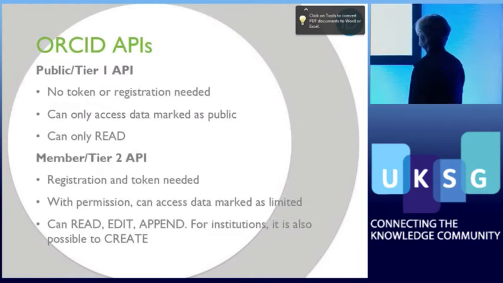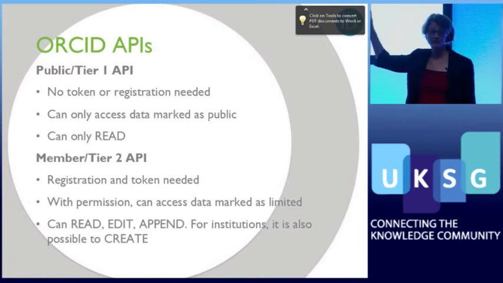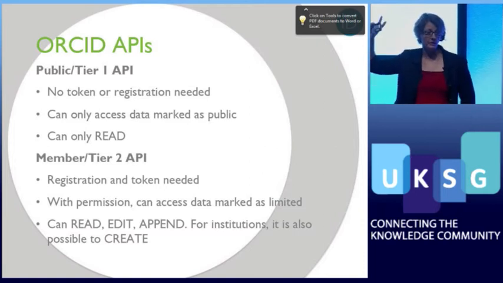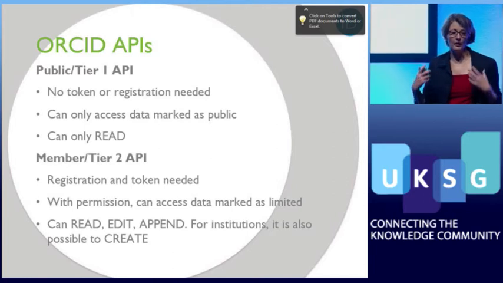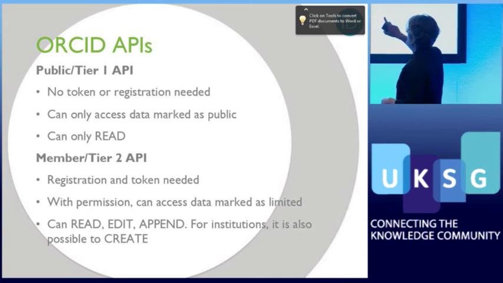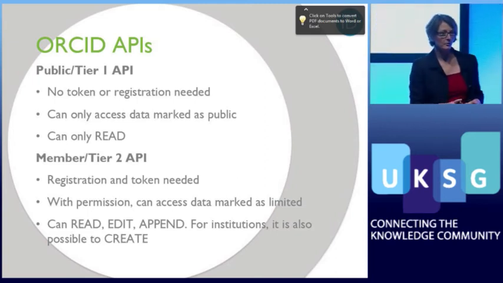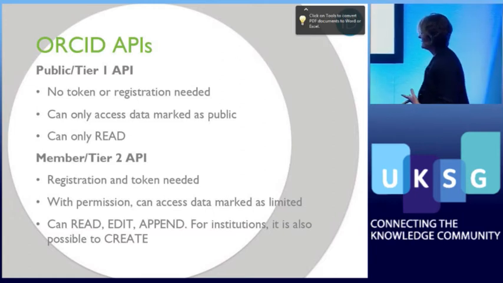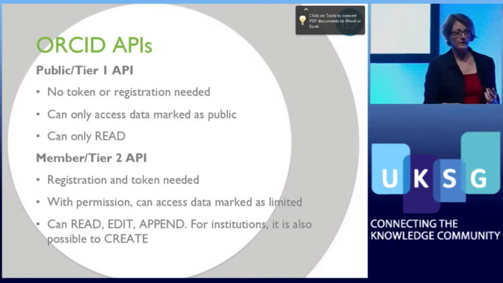We have 2 APIs, and I'll talk a little bit more about these APIs, but we have a public API that can be used for searching. There are a number of organizations already using the public API, completely free to use. It allows you to see and search the public data in the ORCID registry. There's also a member API, which allows you, depending on the type of organization you are, to read, edit, append, or create ORCID records.